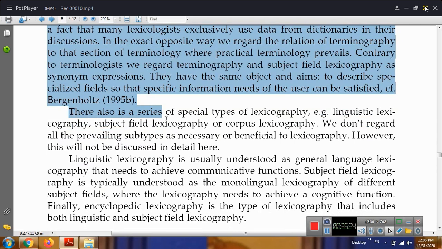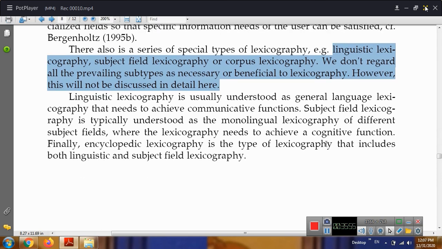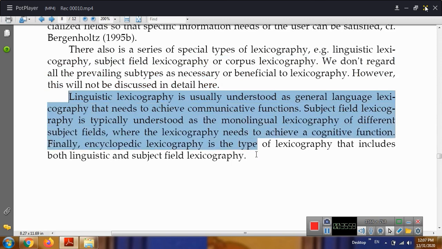There are a series of special types of lexicography, like linguistic lexicography, subject field lexicography, and corpus lexicography. We do not regard all the prevailing subtypes as necessary or beneficial to lexicography. However, this will not be discussed in detail here. Linguistic lexicography, you should know this definition, is usually understood as a general language lexicography that needs to achieve communicative functions. Subject field lexicography is typically understood as a monolingual lexicography of different subject fields where the lexicography needs to achieve a cognitive function. Finally, encyclopedic lexicography is a type of lexicography that includes both linguistic and subject field lexicography.